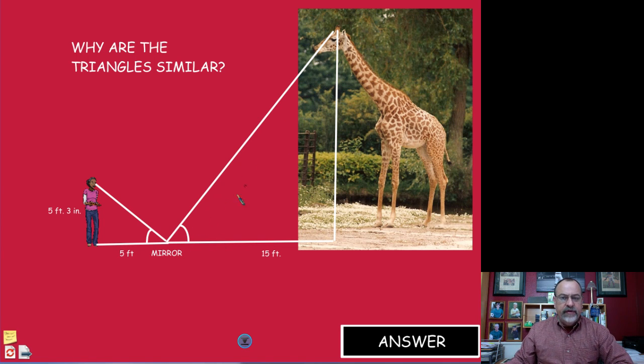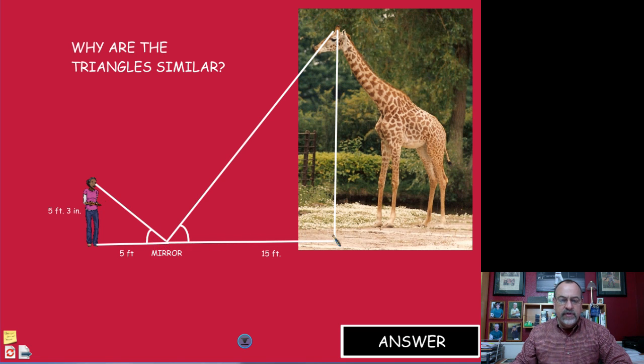So this sets up very nicely for us when we want similar triangles, because if I let a mirror on the ground here and I place it in such a manner that I can just see the top of the giraffe, I know that this angle and this angle are the same, because this is the angle of incidence, the light hitting the mirror, and this is the angle of reflection, the light reflecting off. So these angles are equal.